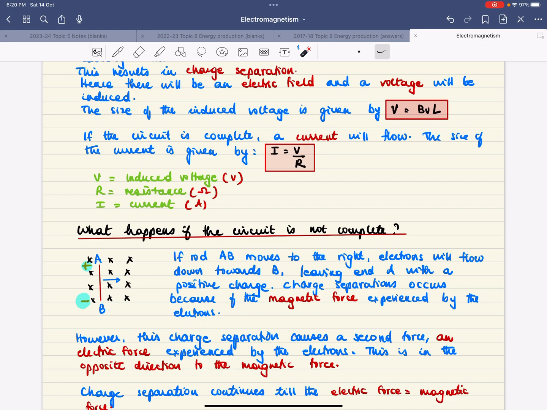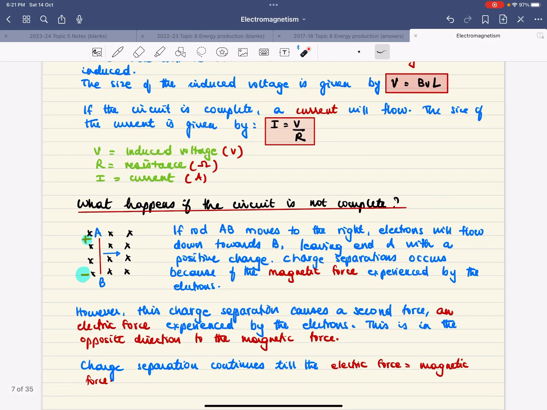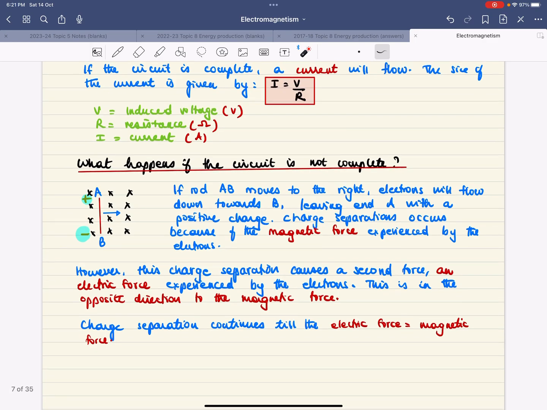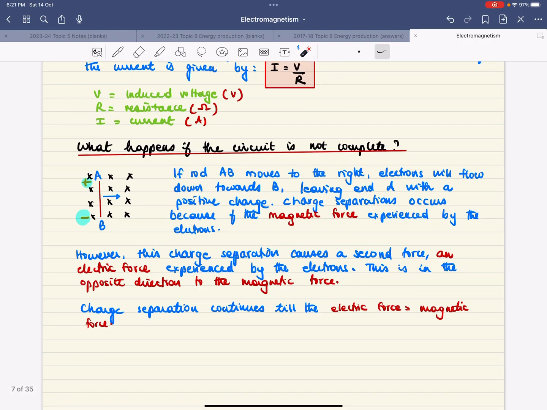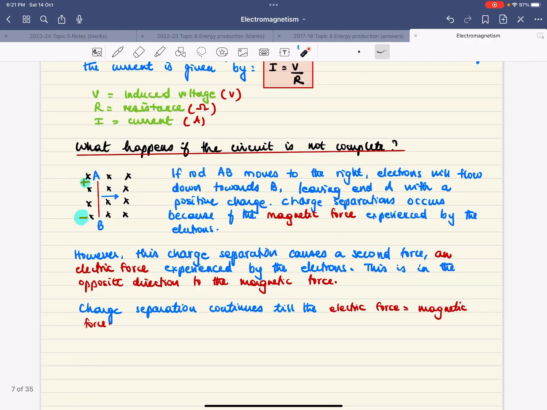So if rod AB moves to the right, electrons will flow down towards B, leaving the end A with a positive charge. Now charge separation occurs because of the magnetic force experienced by the electrons. However, this charge separation causes a second force, an electric force experienced by the electrons, and this is in the opposite direction to the magnetic force because the electrons will want to move towards the positive charge. So this charge separation will continue till the electric force is equal to the magnetic force.